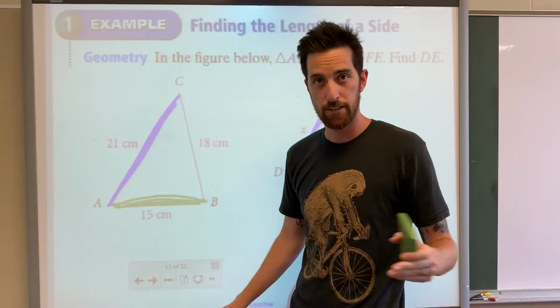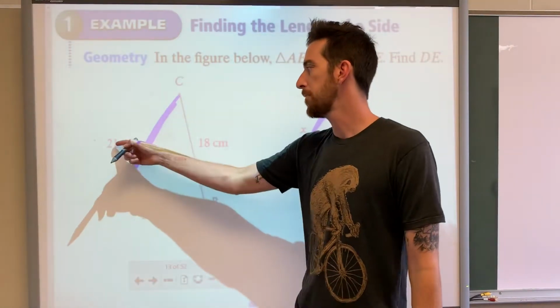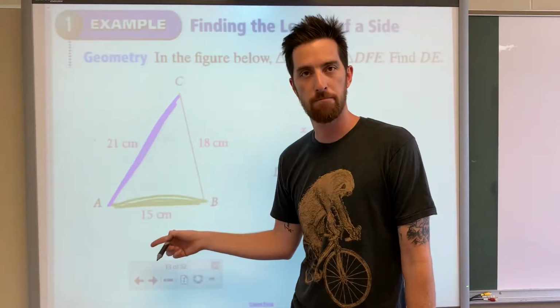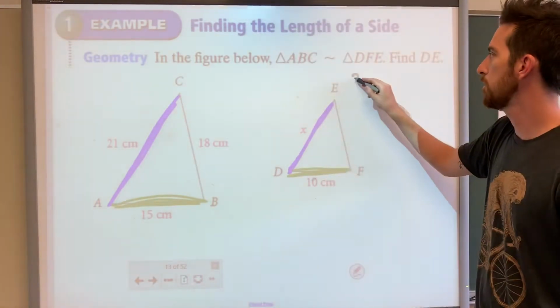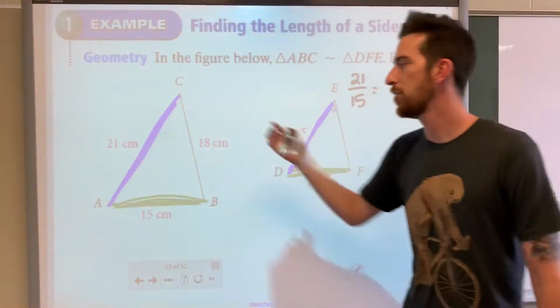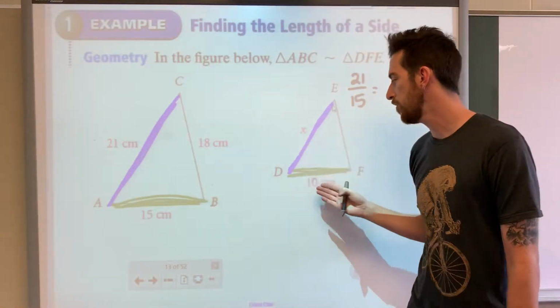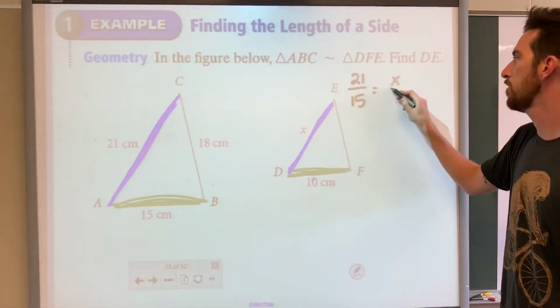That's all we need. Again, consistency is key when you're setting these up. You could set up left side over bottom. So it'd be 21 over 15. But if you're setting left side over bottom on the big guy, you've got to do the same thing over here. Left side over bottom. So it'd be X over 10.